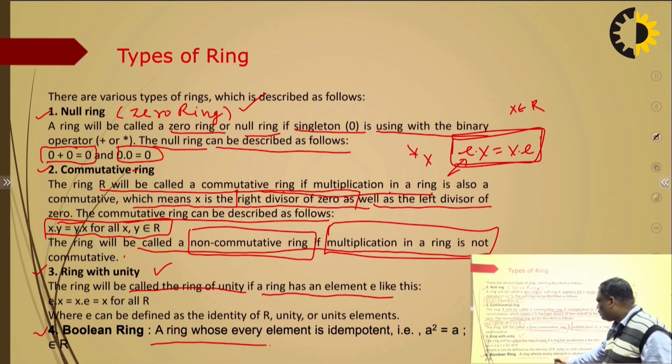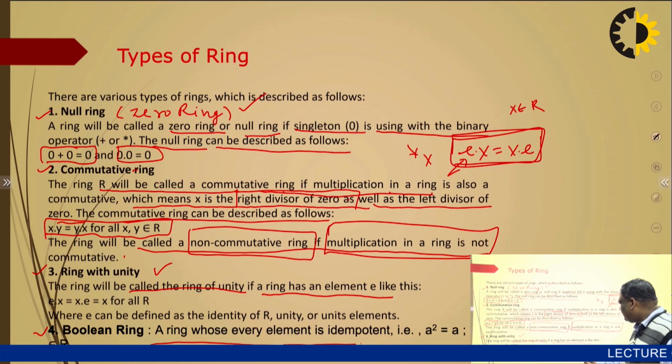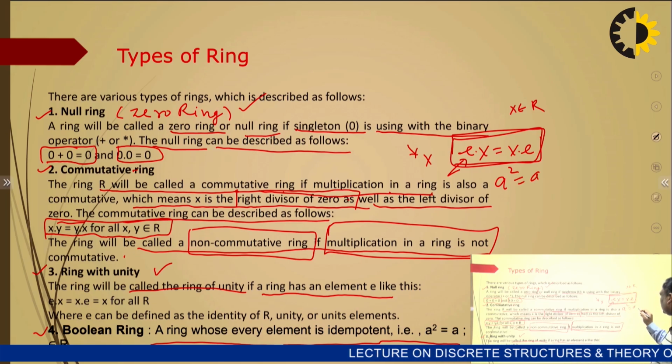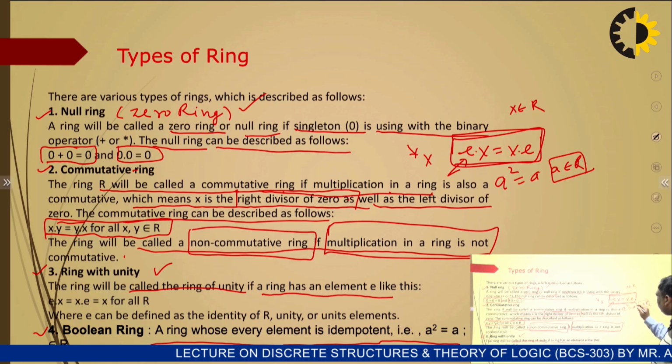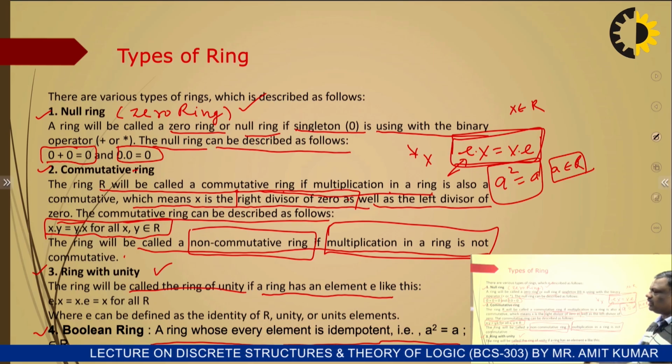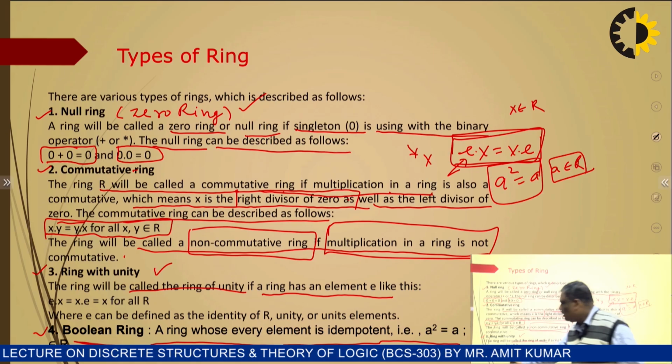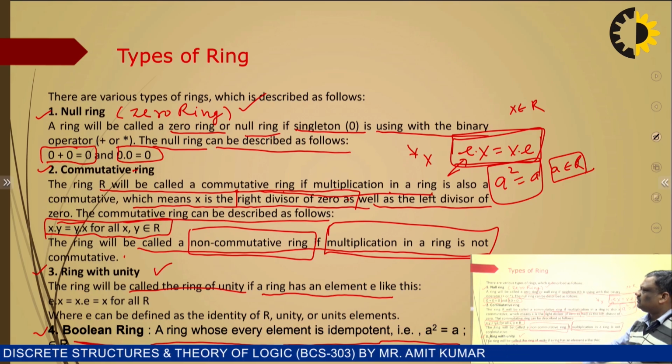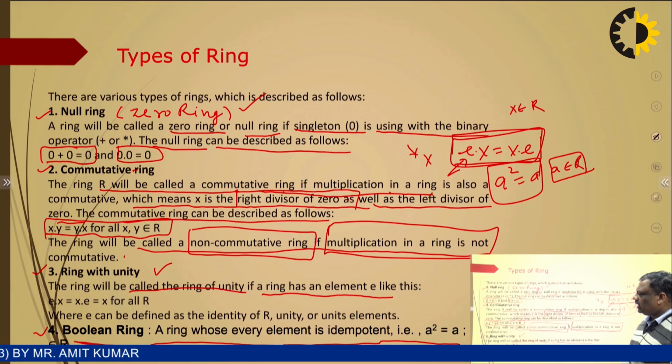Boolean ring. A ring in which every element is idempotent, where A square equals A. So please see that A square is equal to A, where A belongs to R. If we hold this type of property, that means this one is a Boolean ring. So these are the four types of ring: null or zero ring, commutative ring, ring with unity, and Boolean ring.